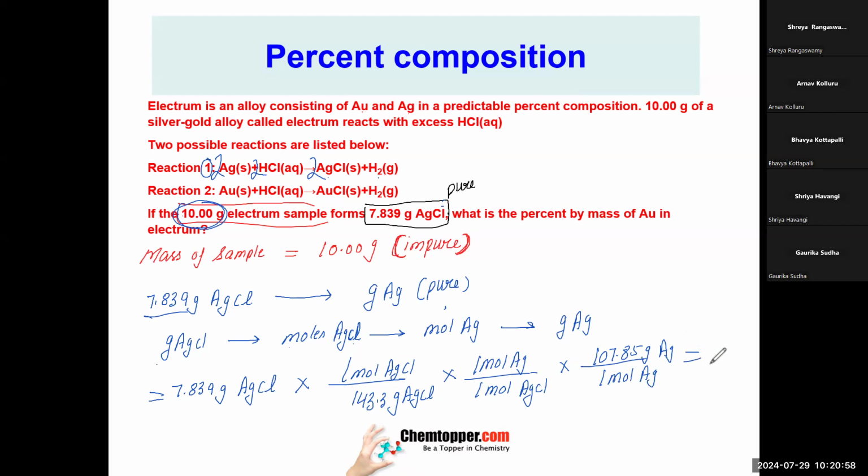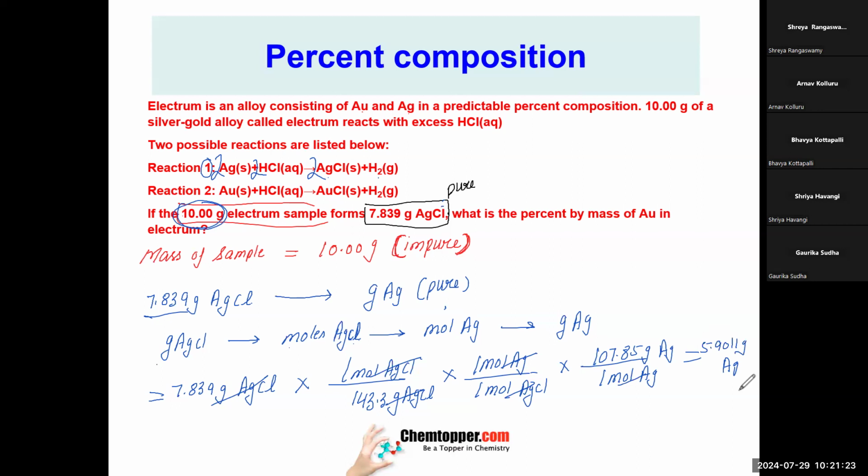What's the answer? Okay, Shreya R is giving me 5.9011 grams of silver. Is it correct? Okay, all of you are there. Okay, Bhavya.